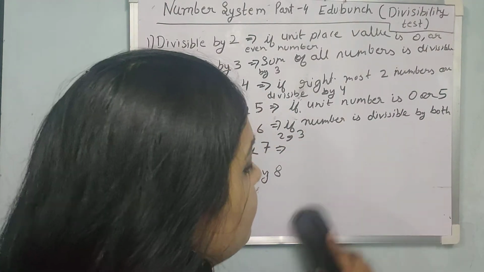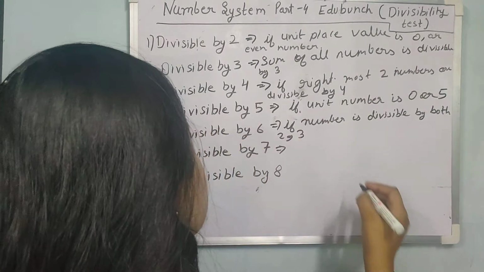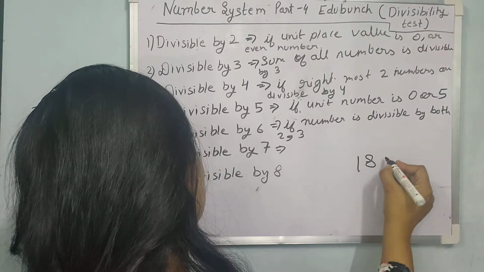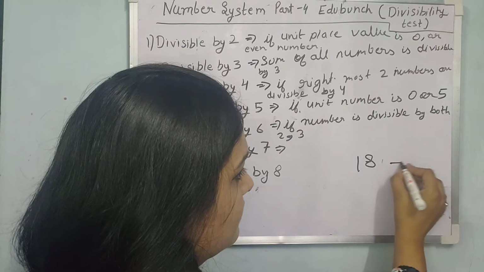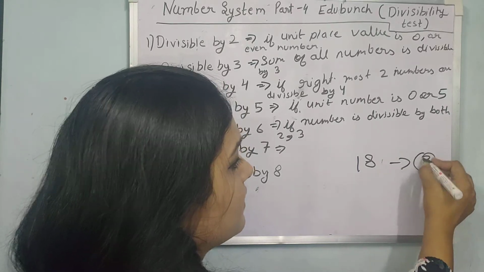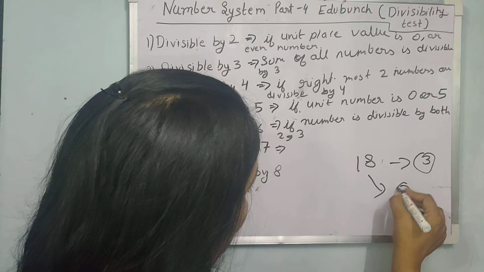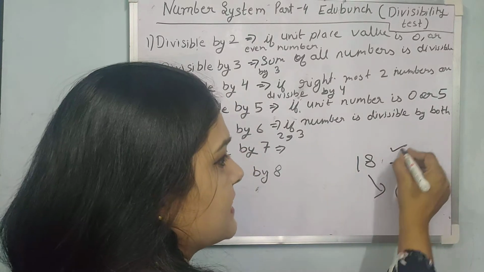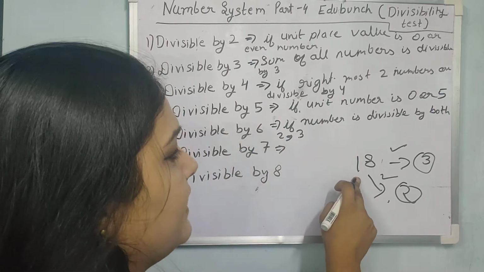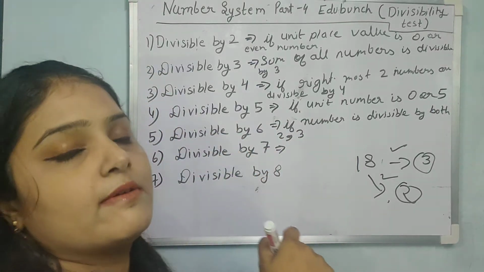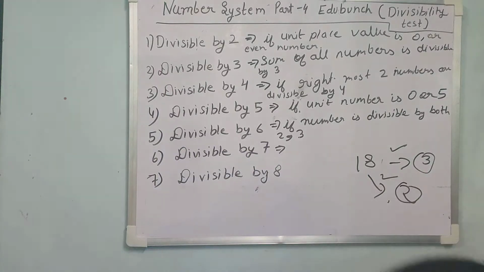Like we will take another example, 18. It's divisible by 3 and also divisible by 2. So both conditions are satisfied. Then we will say 18 is completely divisible by 6.